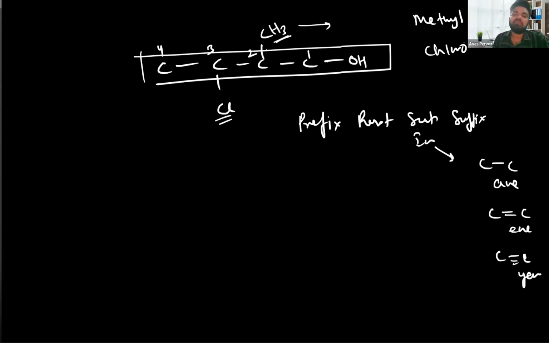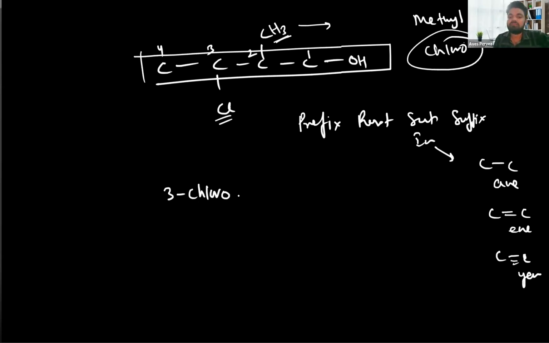Here the prefixes are on the 2 position and the 3 position. So first, in alphabetical order, chloro will come. So we will write 3-chloro. There is always a dash between a numerical value and an English alphabet. You cannot write it without a dash, there should be a dash. So 3-chloro.